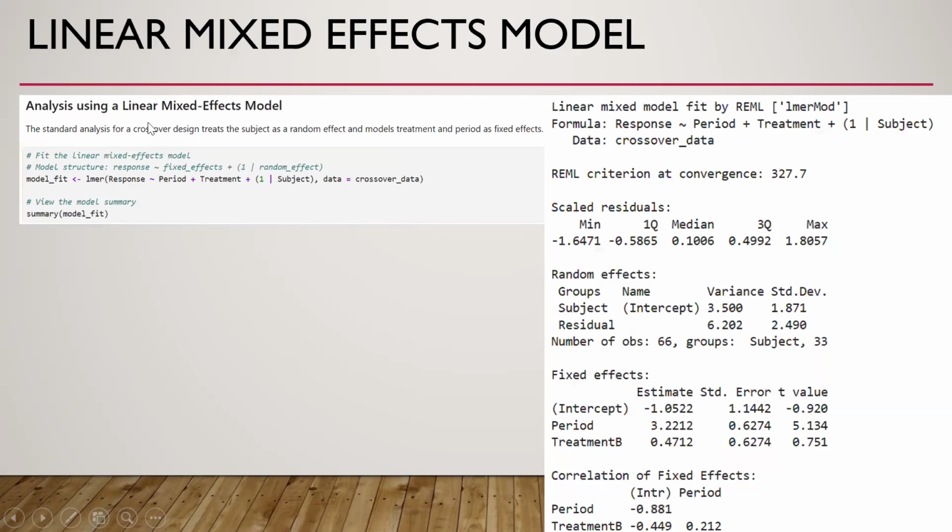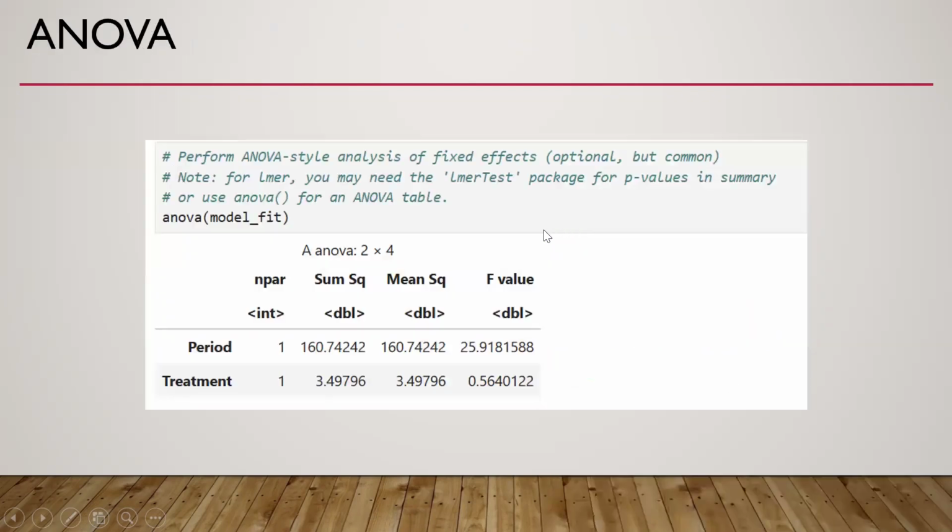We have used the linear mixed effect model here, and this 1 by subject means it is for the random effect, and these are the fixed effects, period and treatment. And our data is the crossover data. So this is how we do the calculations, and we found that there was a significant impact of period, and there was no significant difference in treatments.